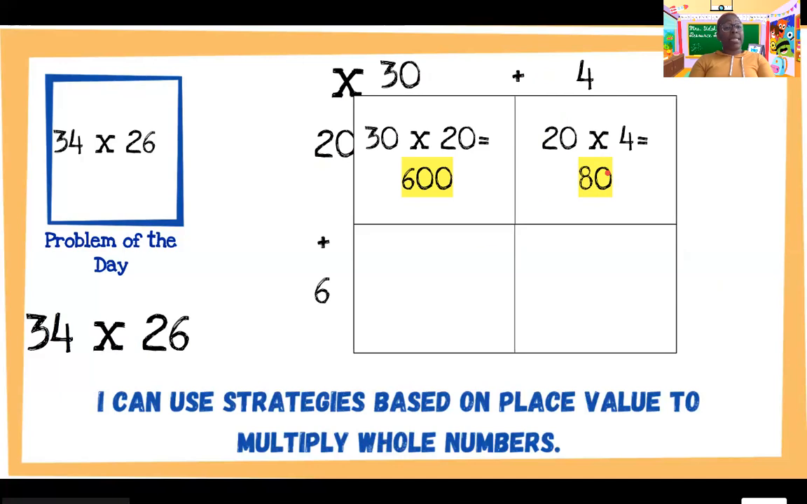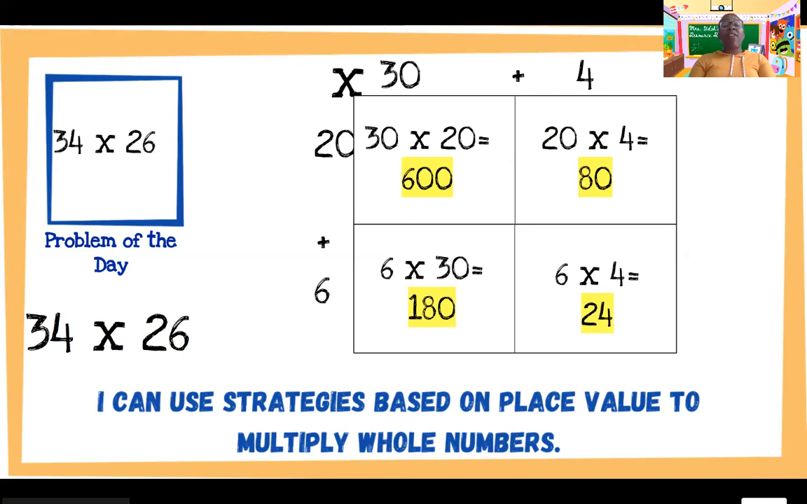What should we do next? Did you multiply 6 times 30? Great job. Well, 6 times 3 is 18, and there's 1 zero, and so that's 180. And what do we do last? Did you multiply 6 times 4? Absolutely. And 6 times 4 is 24. Great job. We are almost there.